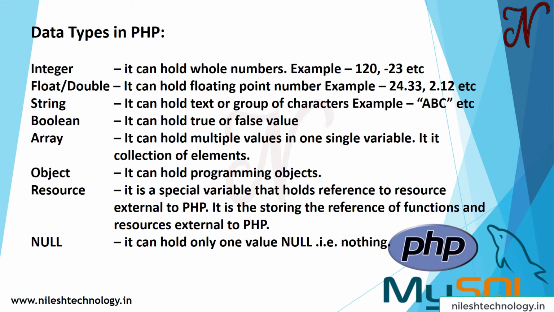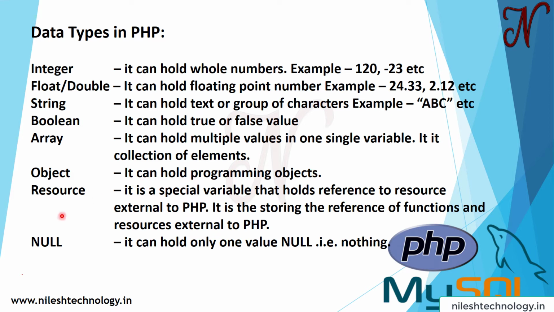First one is the integer. It can hold whole numbers, positive numbers and negative numbers. Then there is float and double. They can hold floating point numbers, either positive or negative. Then string, which is text or a group of characters, represented in double quotes or single quotes. Then boolean, which can hold the true or false value. Then array, which can hold multiple values in a single variable, so it is a collection of elements. Object can hold programming objects, used in the classes and objects concept.